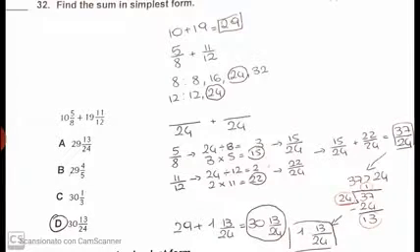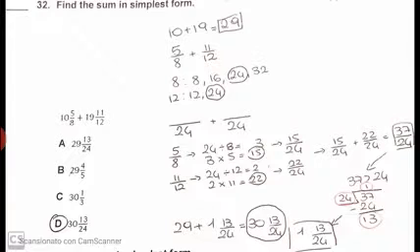Number 32. Also here we want the sum in simplest form. 10, 5 over 8 plus 19, 11 over 12. 9 plus 19 is equal 29. Then we make the sum of the two fractions, 5 over 8 plus 11 over 12.